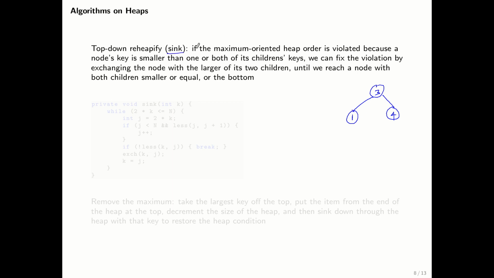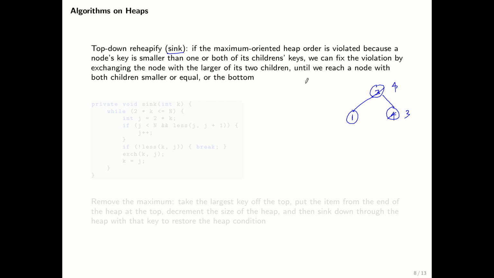And how do we fix this particular violation? Well, we use the sink operation. We fix the violation by exchanging this node with the larger of its two children. What are its two children? It's 1 and 4. We exchange 3 with the larger of the two, which is 4. So 4 comes here after the fix and 3 goes there. Once that is done, the heap order is restored. We have to do this until we reach a node with both children smaller than or equal to the node itself, or we reach the very bottom, the leaves, so there is nowhere to go below that.